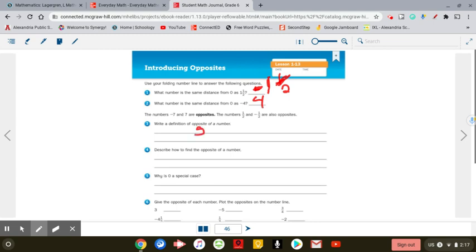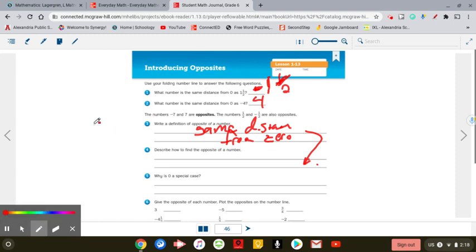So same distance from 0. And how do you find that number? Well, you just go the same distance from 0, but on the opposite side. So it's a very similar answer, but now you're going the same distance from 0. Why is 0 a special case? Well, that's because it is right in the middle, and there is no opposite of the middle.